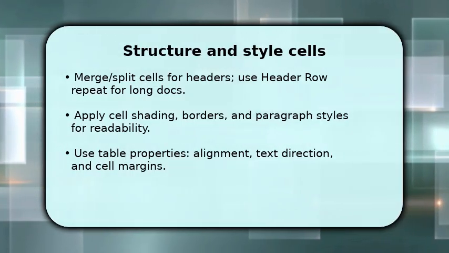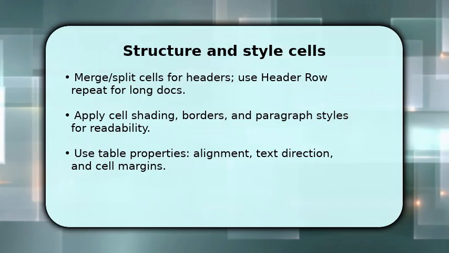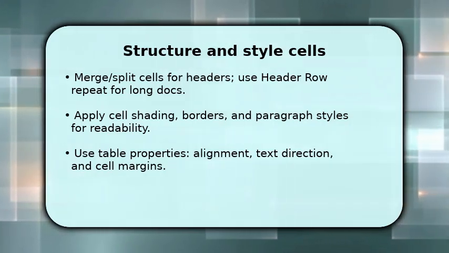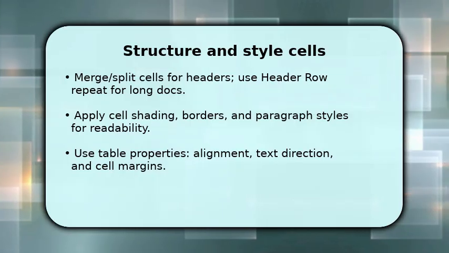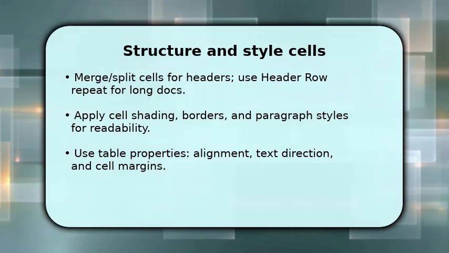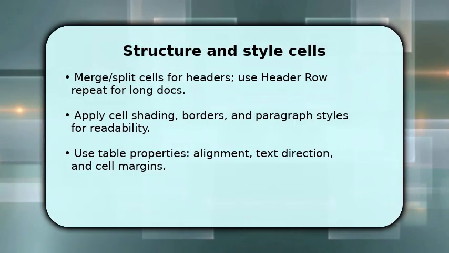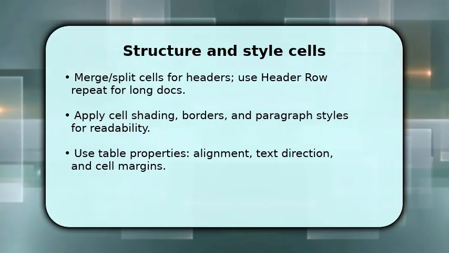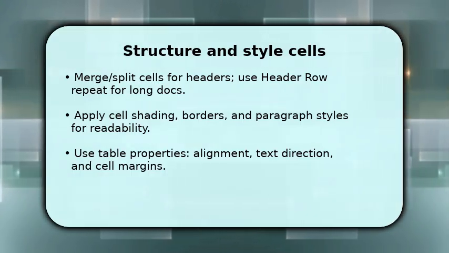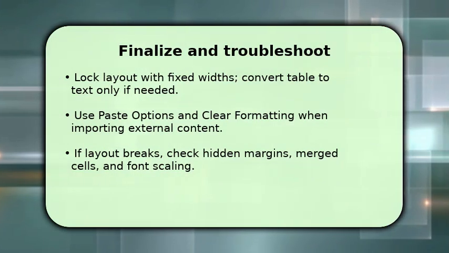Then open table properties to control alignment, text direction, and cell margins. This prevents text clipping. Once done, make sure row heights are right and finish by refining spacing. Set exact column widths, lock row heights if precise layout is required, and apply final paragraph spacing.